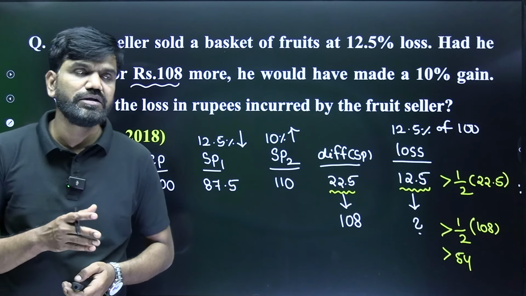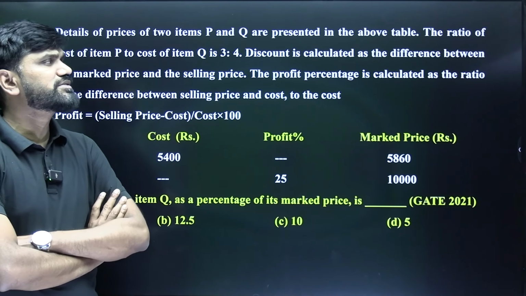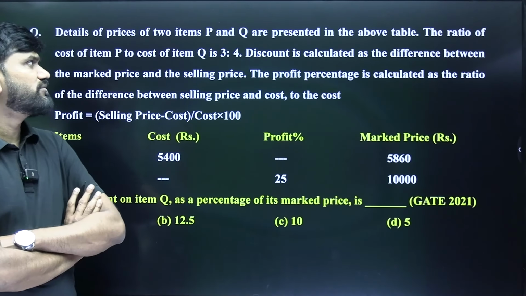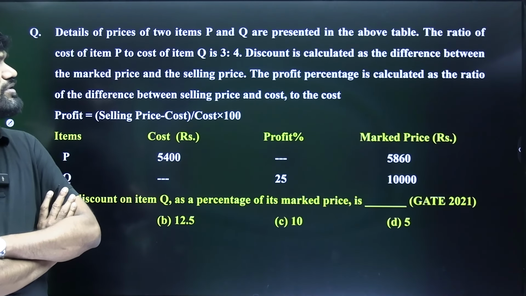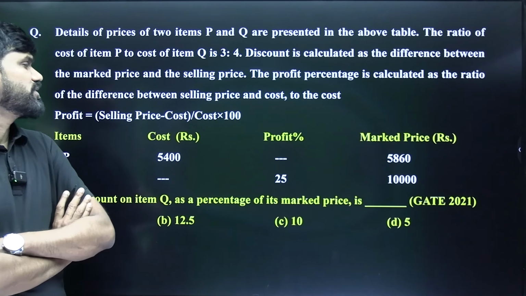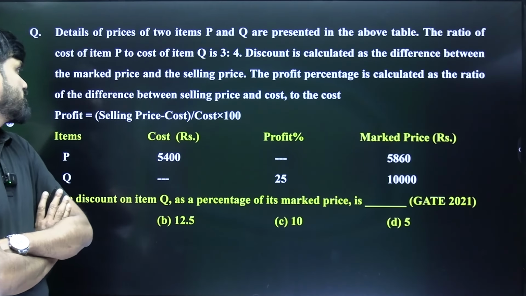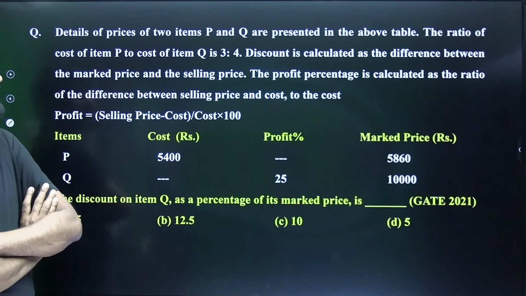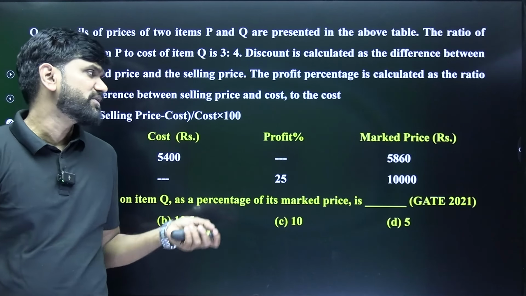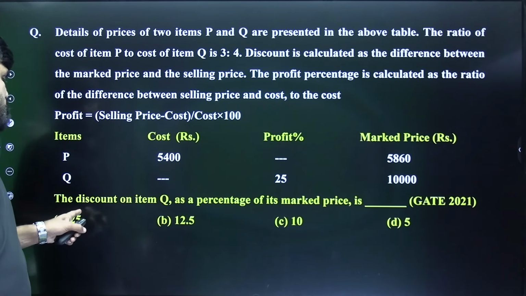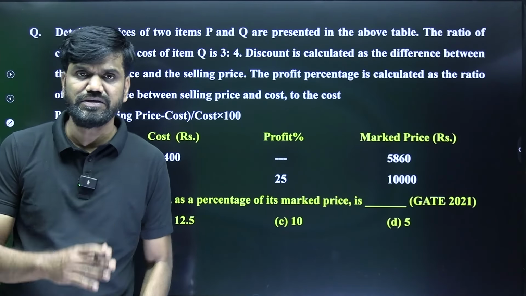Next, let's have a look at another problem. Details of prices of two items P and Q are presented in the given table. The ratio of the cost price of item P to the cost of item Q is given as 3:4. Discount is calculated as the difference between the market price and the selling price. The profit percentage is calculated as the ratio of the difference between selling price and cost to the cost. That is nothing but profit is taken on the cost price. Now the question is, the discount on item Q as a percentage of its market price is what?